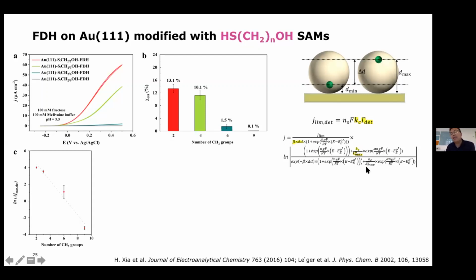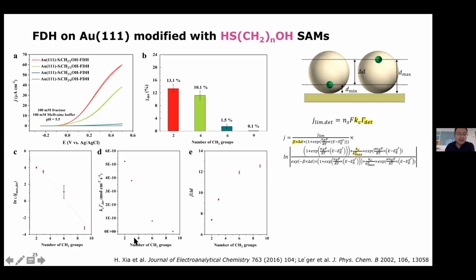It has 3 variables we can tune. One is the Kc multiplied with the DET surface, the DET capable enzyme coverage, and this is one variable. It reflects the catalytic constant of the enzyme, and also the DET capable enzyme concentration. The second variable is beta delta D. Delta D, as I said, is the variation of the enzyme distribution on the electrode. Second is Kc over Kmax. We can vary these three variables and then fit a polarization curve. Then we can get these parameters.